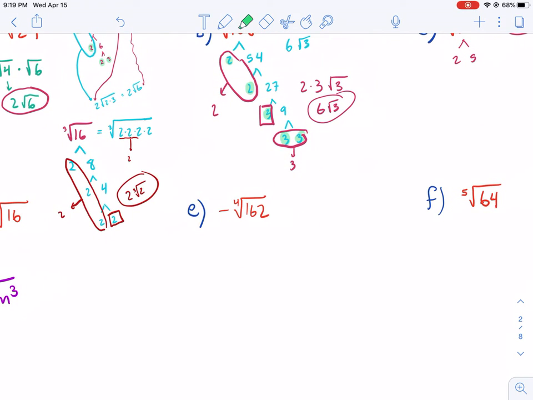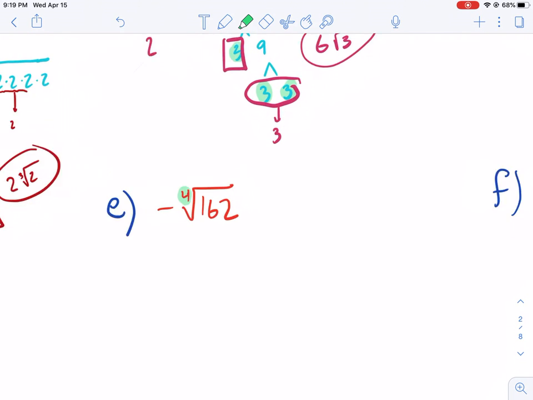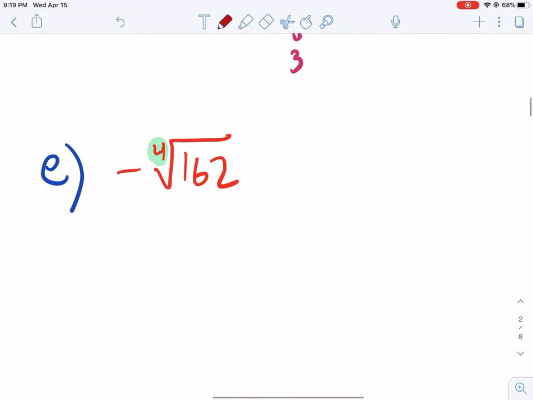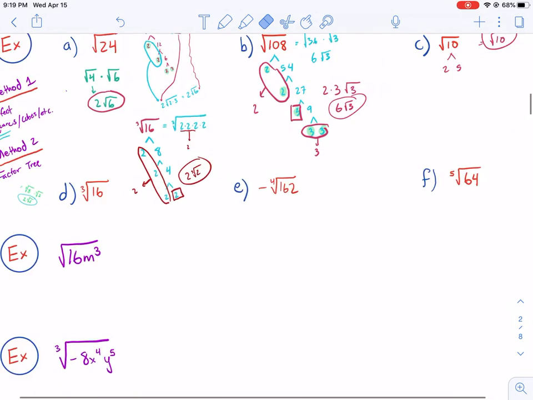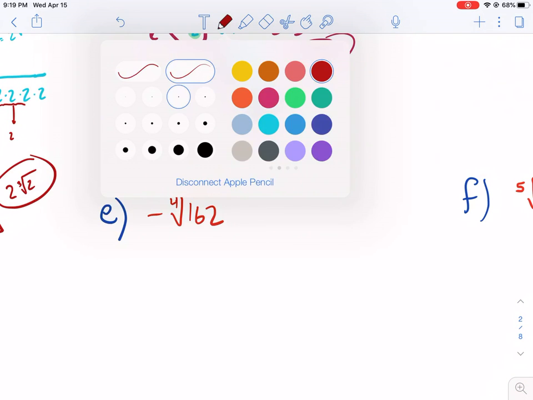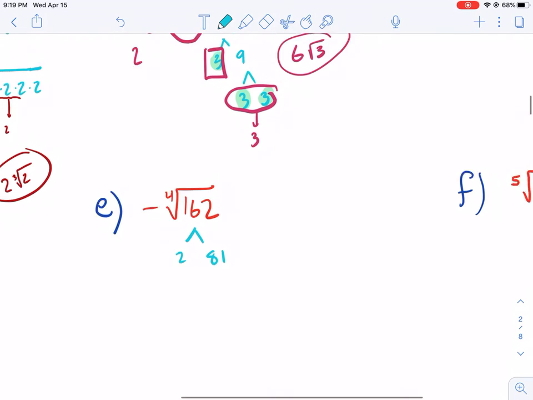Now we have 4th root. I hope you guys realize now that we need to find something that is a perfect factor of the 4th degree. So what I'm going to do is, I don't know any perfect fourth roots. So I'm going to go straight to factor tree on this one. So I'm going to say 2 and 81.